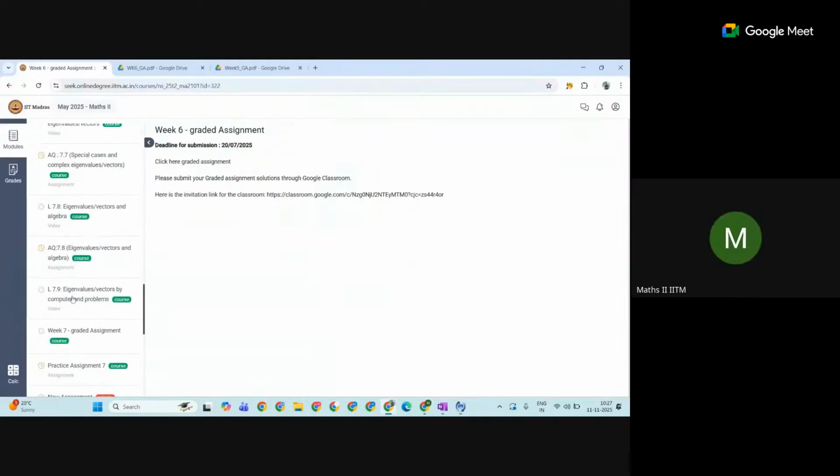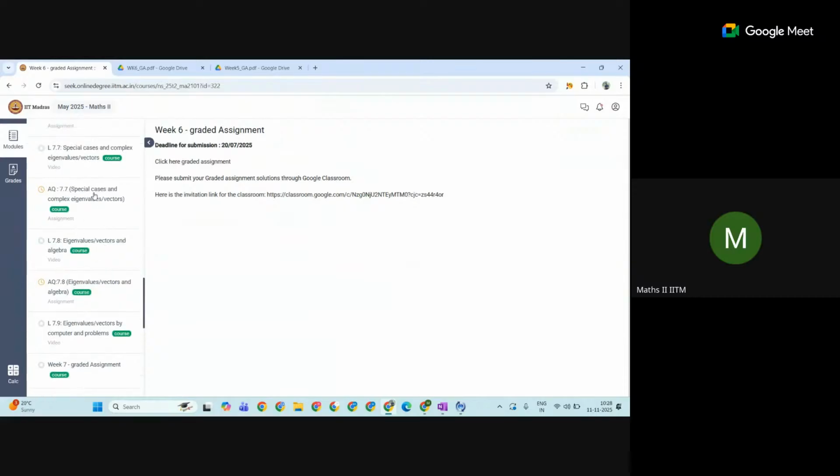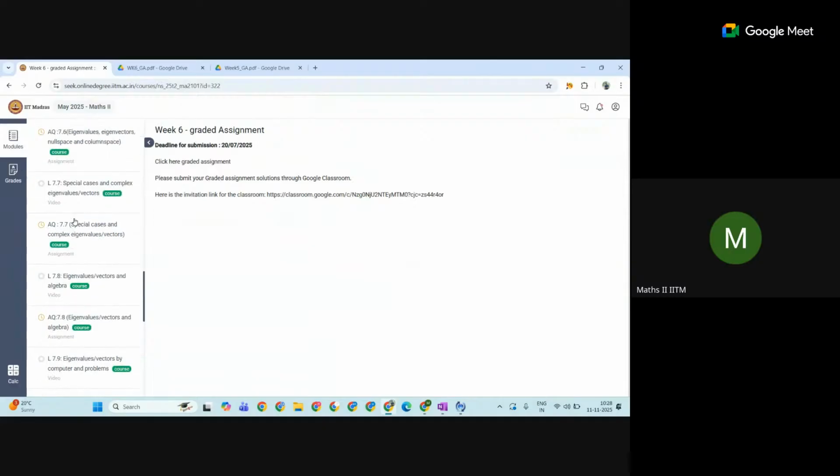The last one is actually computing by computer, which is different; that is Python, you can use it. For the eigenvalues and eigenvectors algebra, this one has special cases. These two lectures are very important, because a kind of trick is that if you have a bigger matrix that follows a particular pattern, then we can easily find the eigenvalues and eigenvectors without computing A minus lambda I. You don't need to go through all of that.